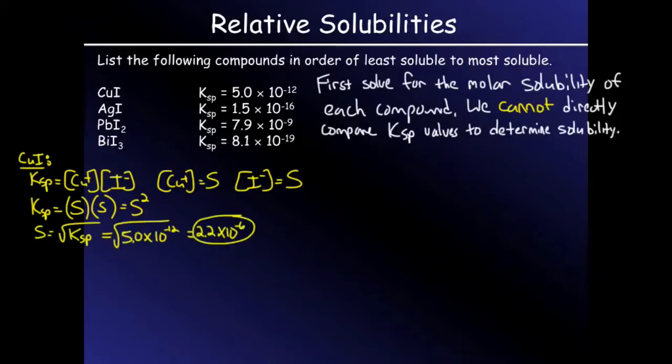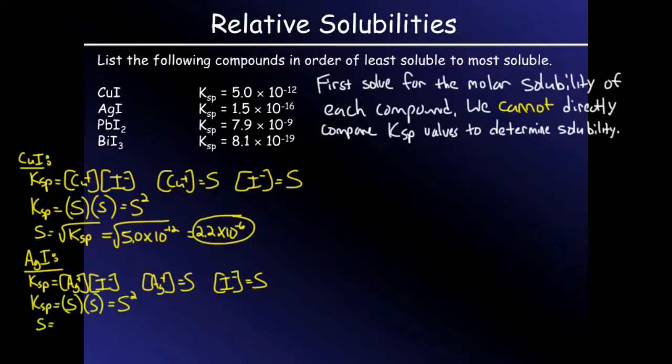To solve for the molar solubility, we'll take the square root of KSP. Turns out we end up doing the exact same thing with silver iodide. KSP will be equal to molar solubility squared, and molar solubility will be equal to the square root of KSP.